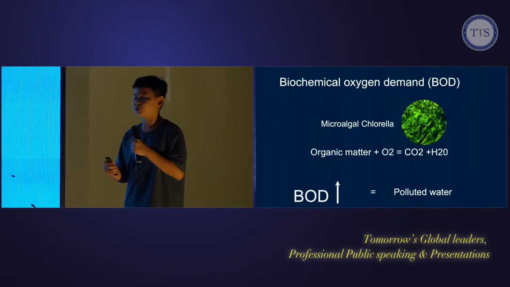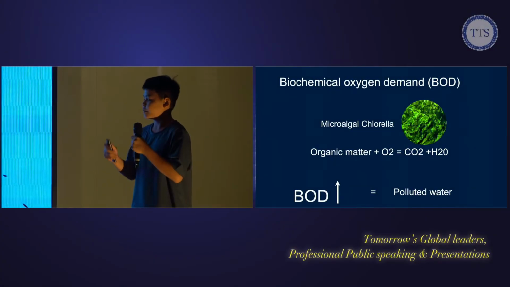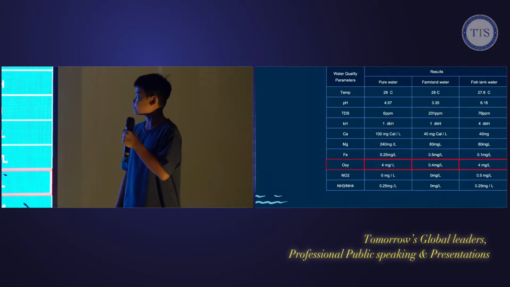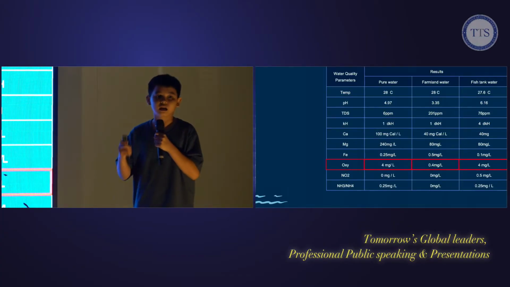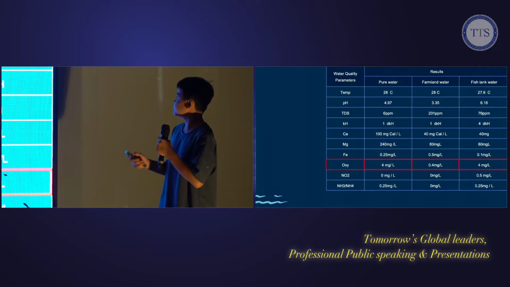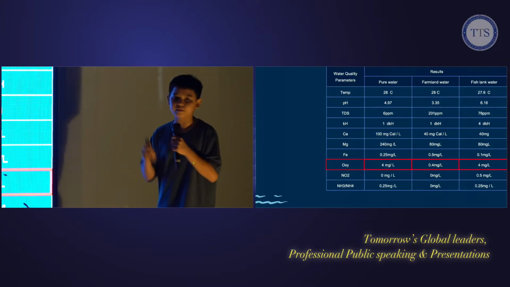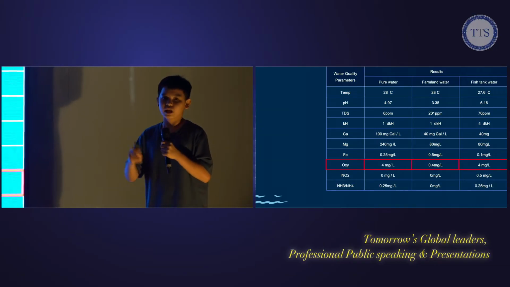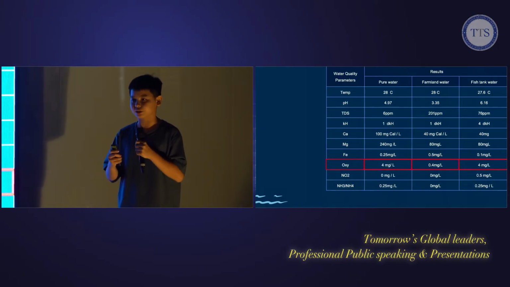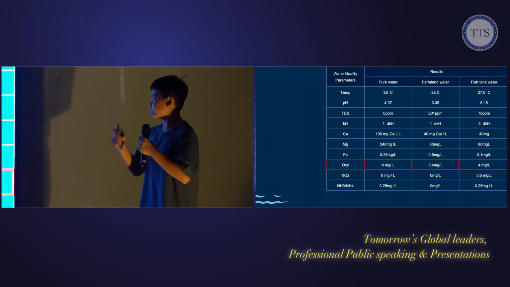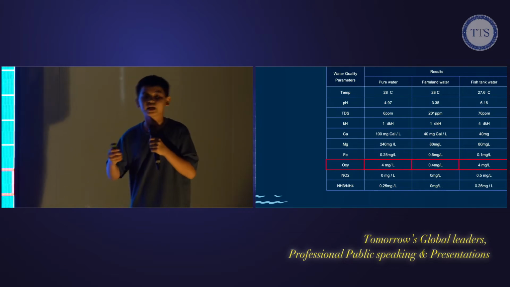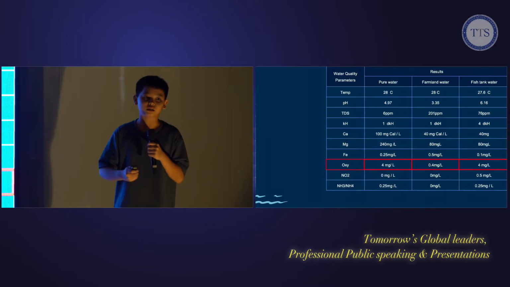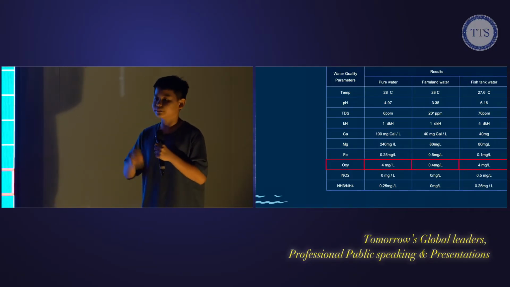Organic matter and oxygen make carbon dioxide and water. When BOD is high, this means the water is polluted. Let's take a look at the third result. We have compared pure water, farmland water, and fish tank water. In pure water and fish tank water, oxygen is 4 milligrams per liter, but in the farmland water, it's 0.4. Why? Because it's high in BOD and high in microorganisms. And this also means that the farmland water is polluted.